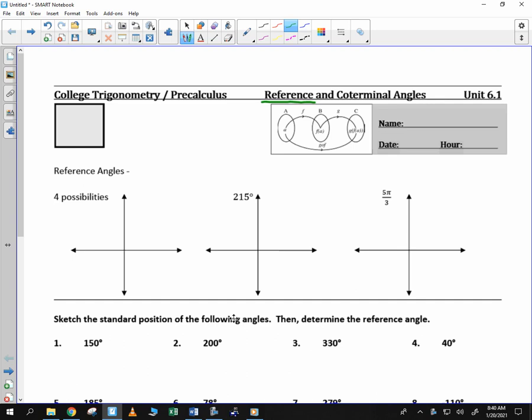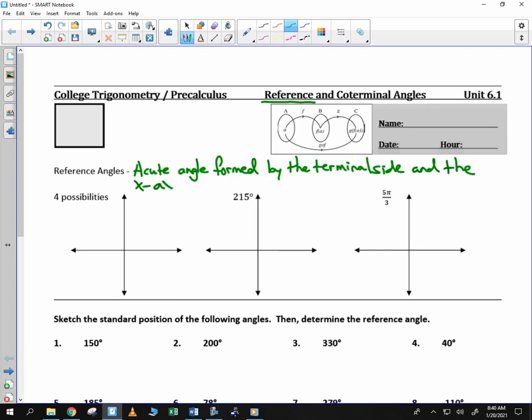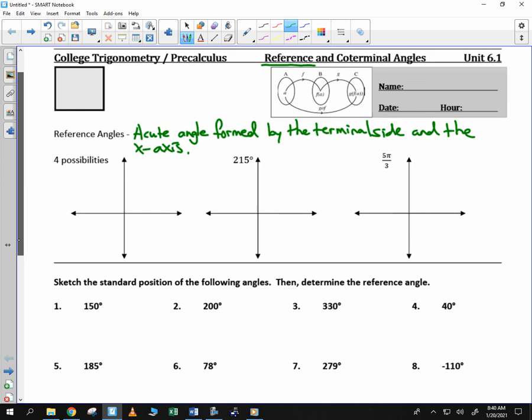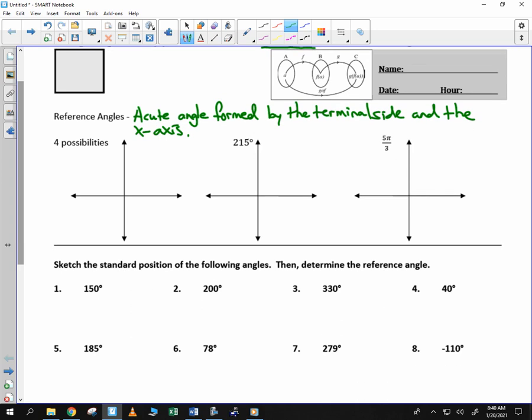A reference angle is the acute angle formed by the terminal side and the x-axis. So we're actually on your worksheet. I just build the notes right into the worksheet because they're pretty straightforward and simple.